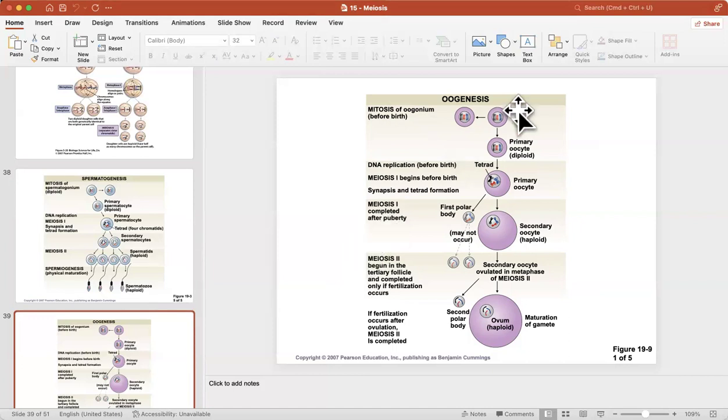So in oogenesis, every month, one egg cell starts to gradually develop and mature. And when they divide, you get one big one and one small one. The small one may just disappear. And the big one, the secondary oocyte, will divide again. So meiosis 1, meiosis 2, and they still divide into one big one and one small one. So you end up with only one egg during oogenesis. In females' ovaries, every month you only have one egg mature.